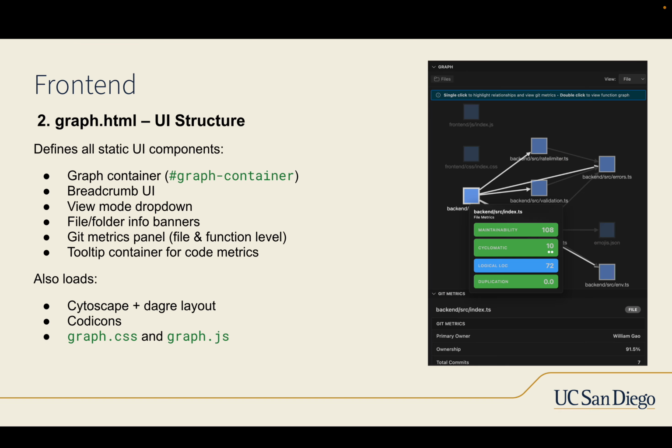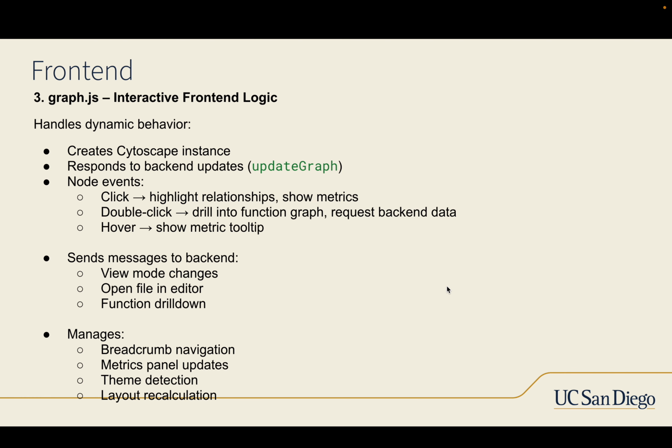Now, graph.html defines the static structure. It includes the graph container, your breadcrumb navigation, and then also the view mode drop down here and the metrics panel, which is here down below. And then all this dynamic behavior lives inside of graph.js. It basically initializes Cytoscape, receives graph updates from the backend, and handles node interactions such as highlighting related nodes, drilling into file level or function level graphs, and also updating the metric panel. It also sends messages back to the extension whenever the UI needs new data.